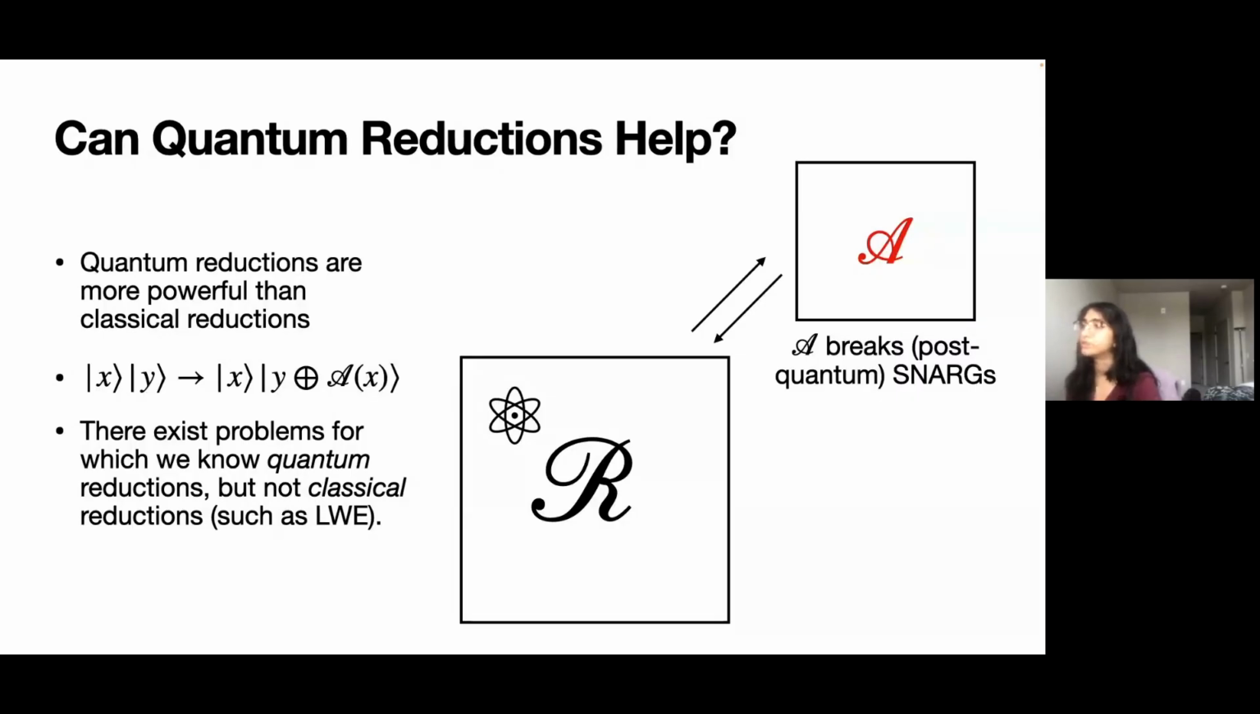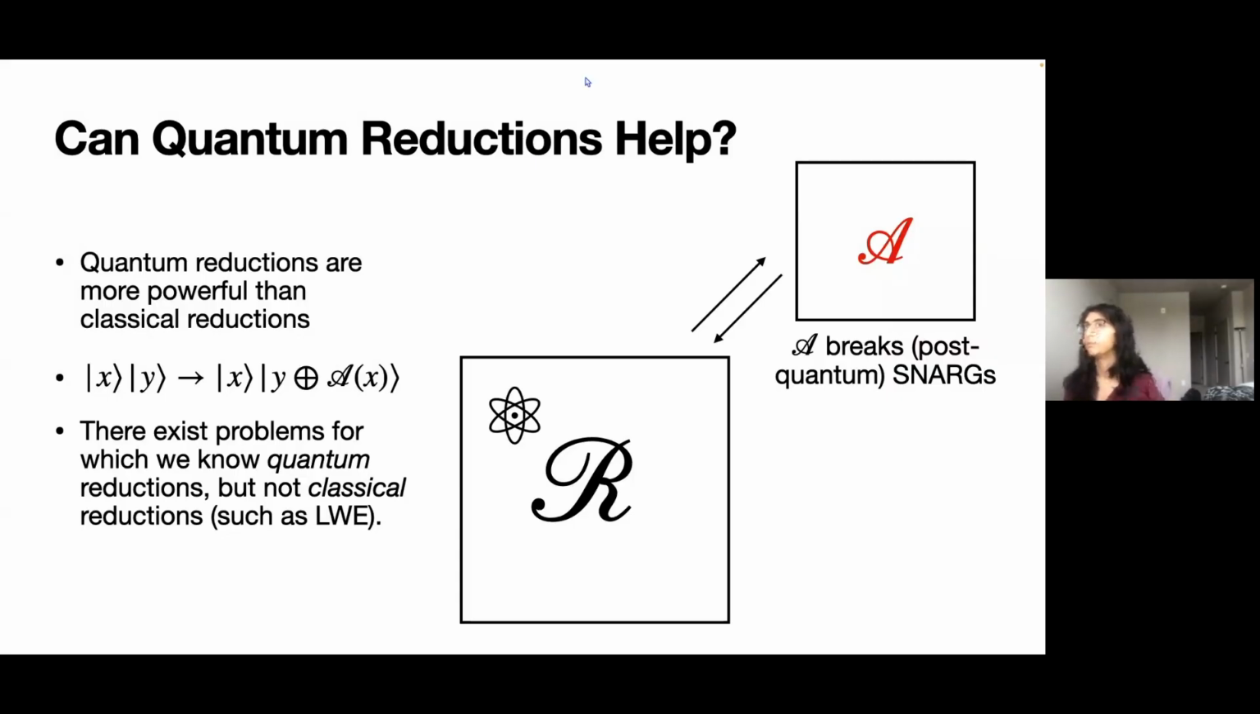And we also know that there exist problems for which we know quantum reductions, but not necessarily classical reductions. So for example, for LWE, we know that there exists a quantum reduction to SVP, but there does exist a classical reduction, but with significantly worse parameters. So it's well known that quantum reductions are more powerful, so maybe we can use the fact that reductions have quantum query access to the adversary in order to give a reduction from a falsifiable assumption.